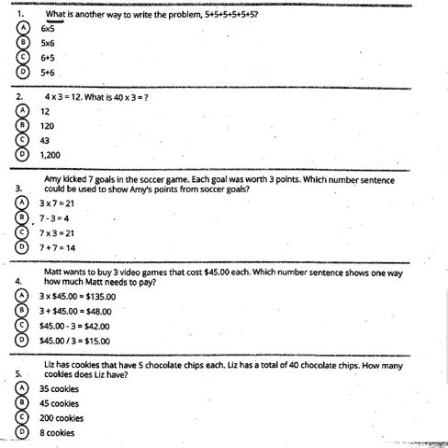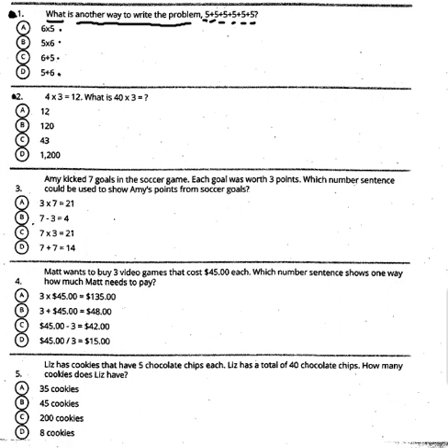It says, what is another way to write the problem 5 plus 5 plus 5 plus 5 plus 5 plus 5? Now, we have A, B, C, and D. I want you to think to yourself, how many of these 5s do we have? How many of those groups do we have to come up with our answer? How many groups of 5 do we have? So go ahead and put in your answer for number 1.